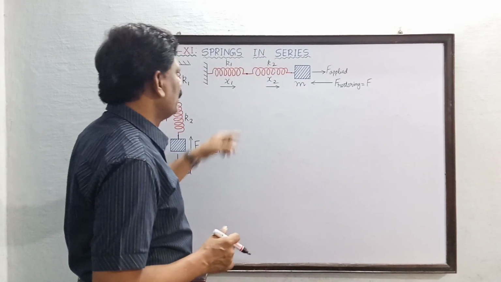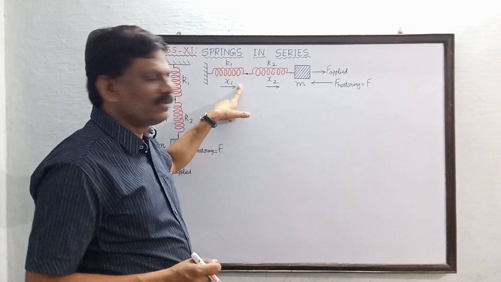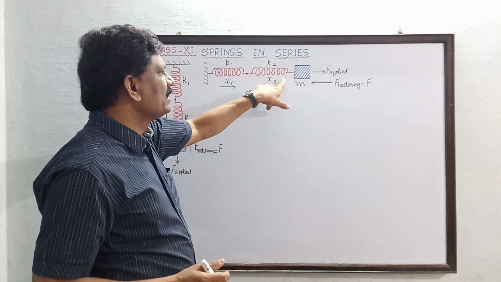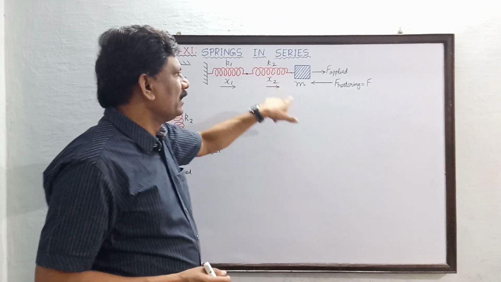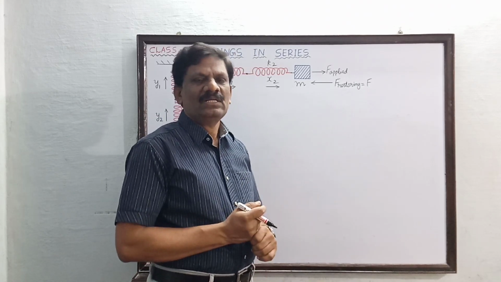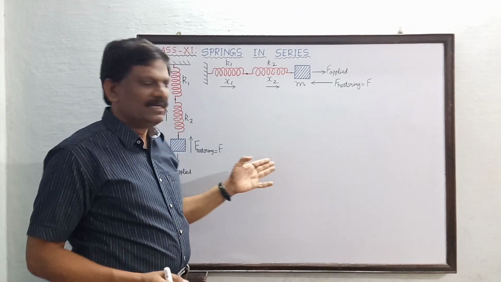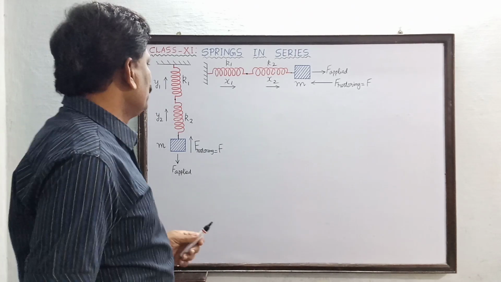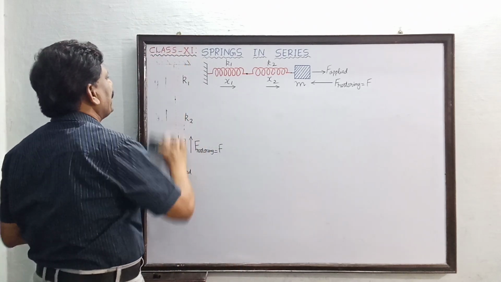Along the x-axis, the extension produced in the first spring is x1 and the extension produced in the second spring is x2, but for both the springs the restoring force will be the same. So you can choose any one of these two diagrams and start deriving the expression. Let us take the second picture. I am going to derive the expression for the second picture only.